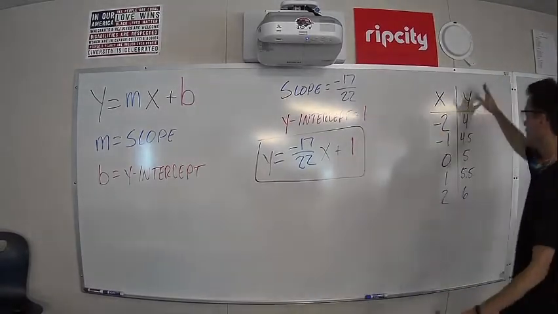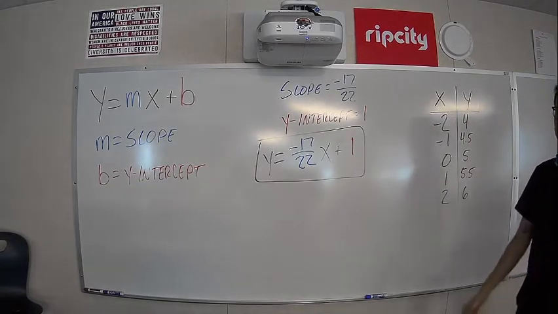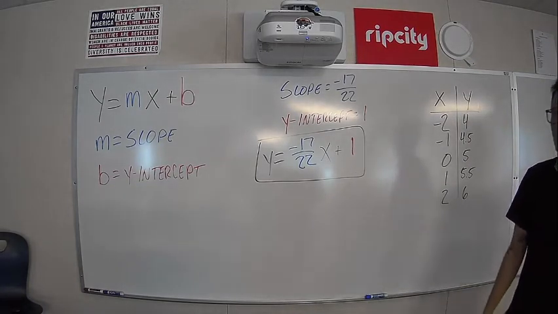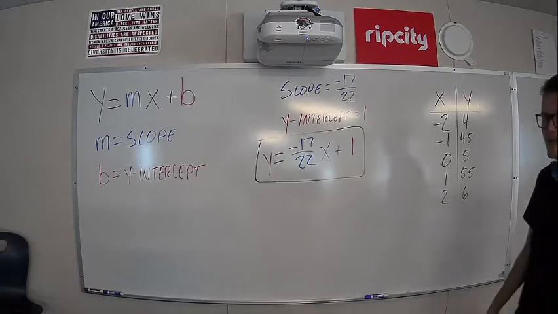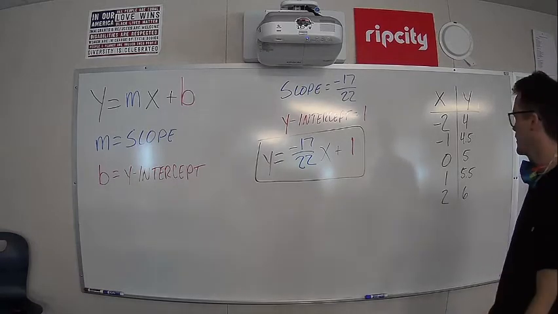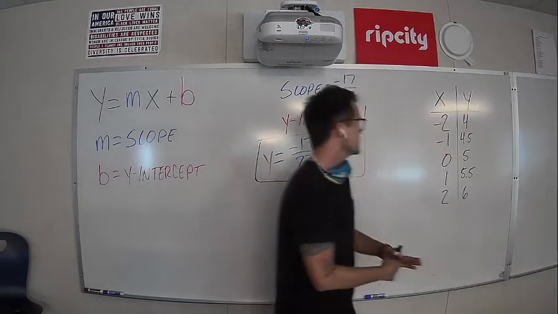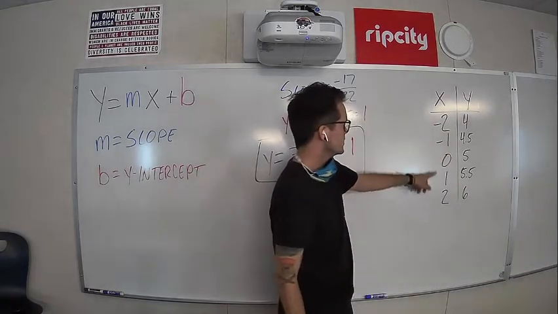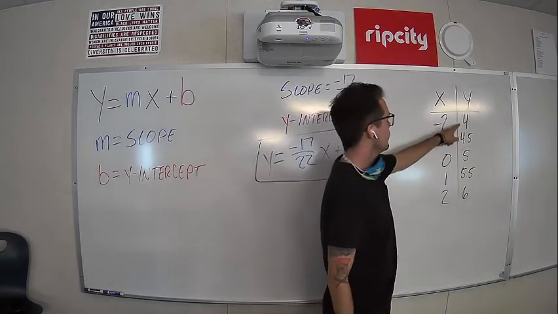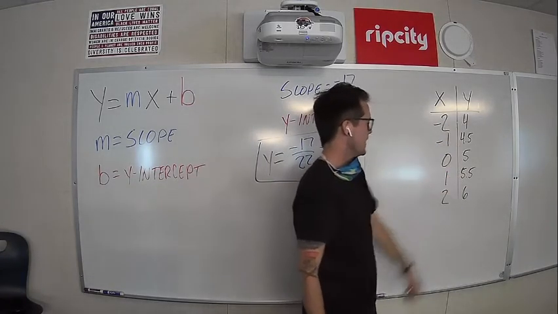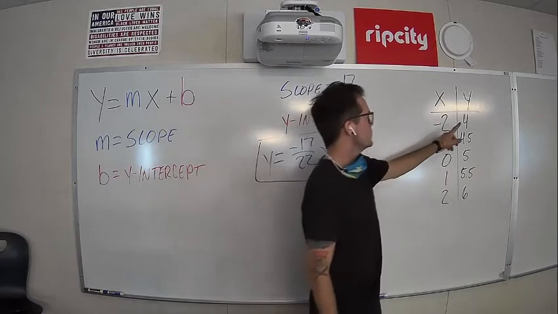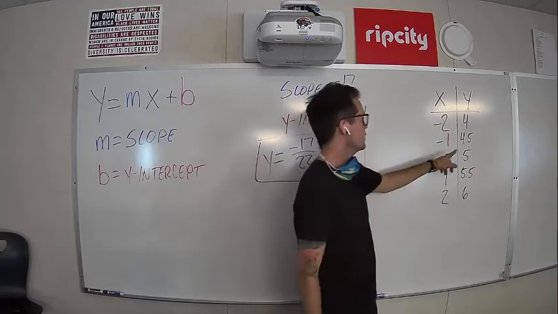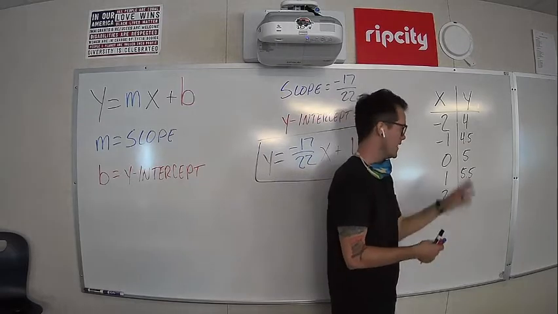Cool. What if you're given a table of data and you're asked the same question? Write the equation of this line. Well, this is a little bit more complicated, but it's not all that crazy. So what we have here is some inputs: negative 2, negative 1, 0, 1, and 2. We have some outputs: 4, 4.5, 5, 5.5, and 6. So if you plug in negative 2, 4 is the output. Plug in negative 1, 4.5 is the output, etc.